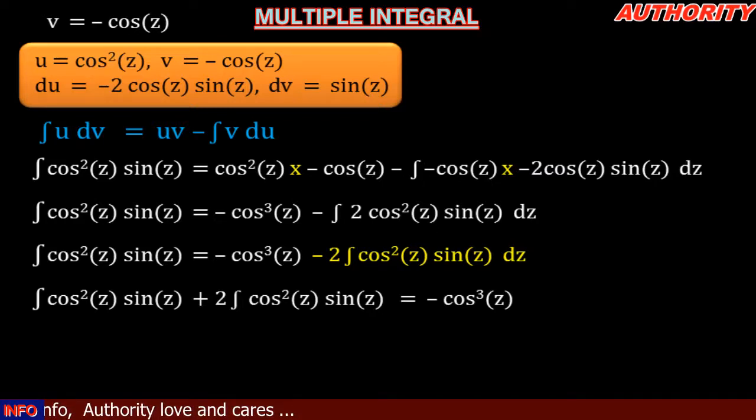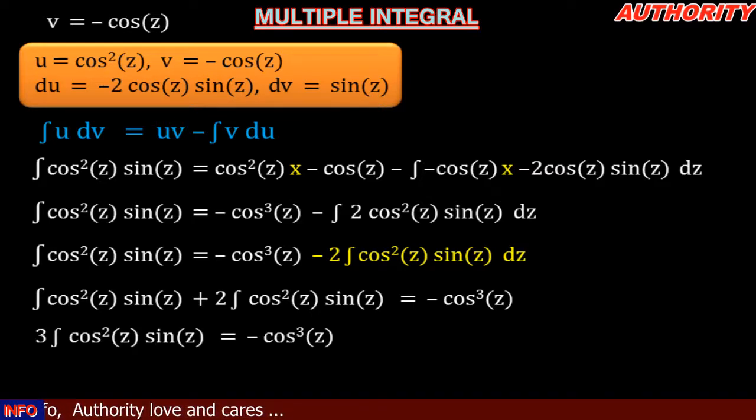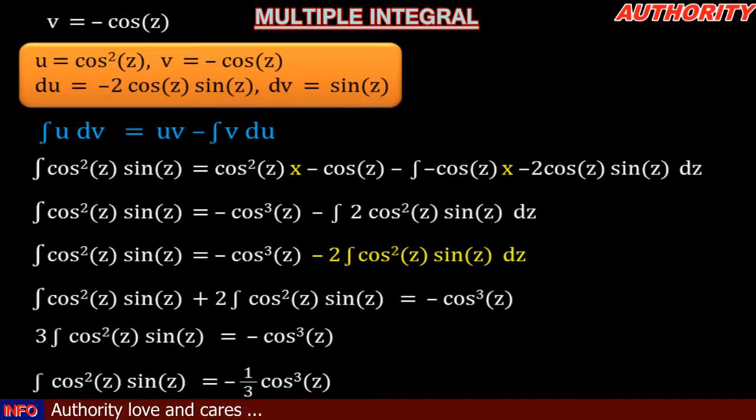z. So here when we say the integral of cos square z sine z plus 2 of the integral of cos square z sine z, add this together, it's going to give you 3 integral of cos square z sine z equal to minus cos cube z. We are looking for the integral of cos squared z sine z, not 3 integral of cos squared z sine z. That means we're going to divide both sides by 3. So when we divide both sides by 3, we have the integral of cos squared z sine z is equal to minus 1 over 3 cos cube z.